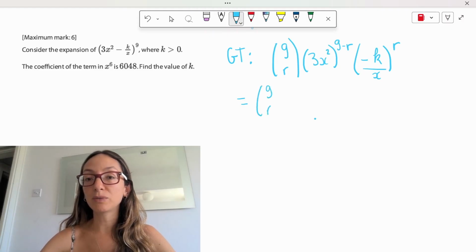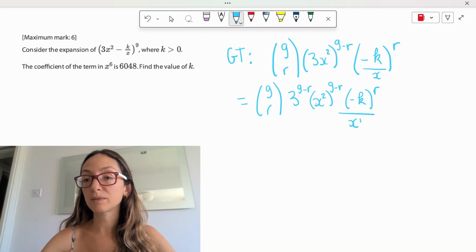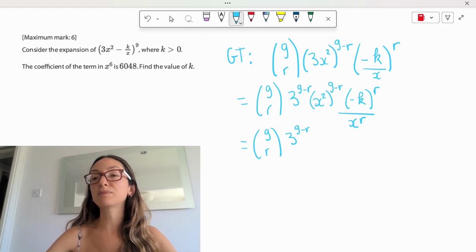So the 9r we leave as it is for now, and now let's open up these brackets. So we're going to get 3 to the power of 9 minus r, and then x squared all to the power of 9 minus r, minus k to the power of r over x to the power of r. So we get 9r, 3 to the power of 9 minus r, and now we expand these brackets.